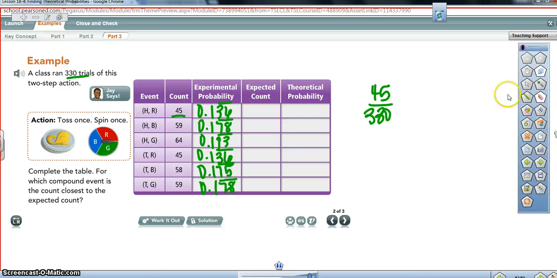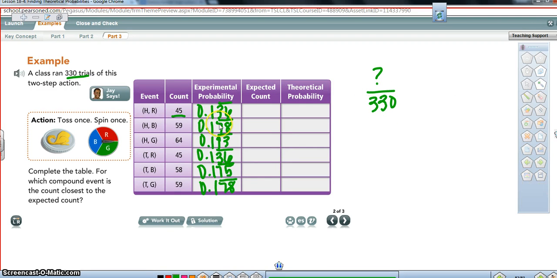Now the expected count would be how many times you would expect to get each event out of the 330 total trials. Well, we have 6 events. They all have equally likely chances. There's an equally likely chance to get heads or tails and an equally likely chance to get each of the 3 colors. So if these are all our possibilities, we would expect to get each one a 6th of the time, because there's 6 possibilities and they each have equal chances.